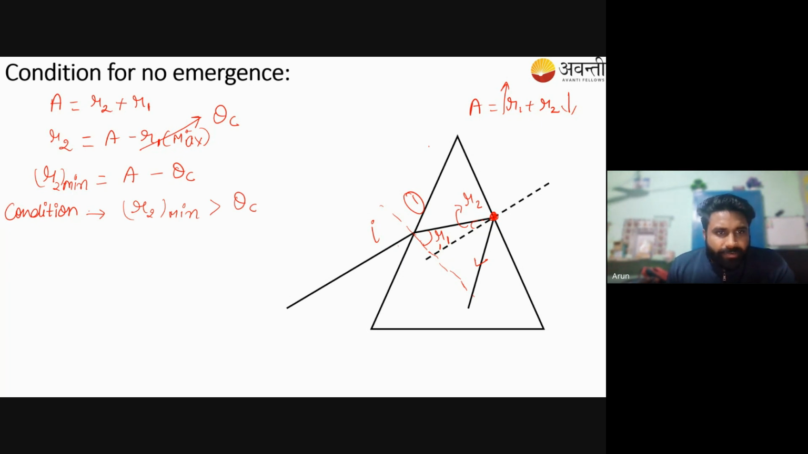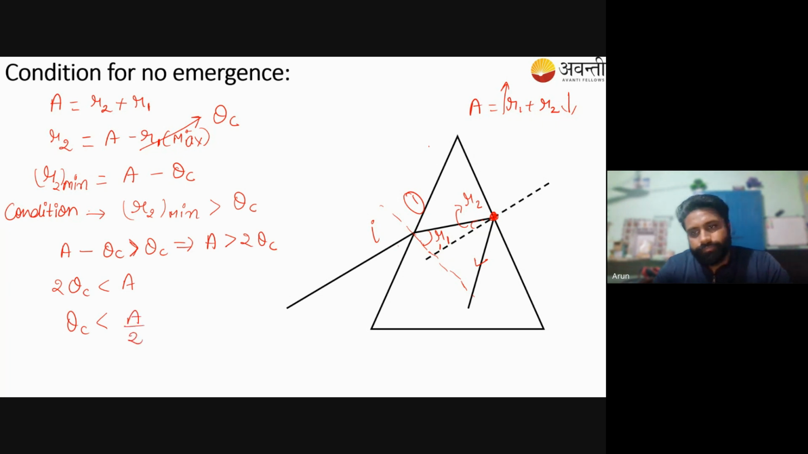So what is the value of R2 minimum that we have calculated? It is A minus theta c greater than theta c. You will have 2 times theta c less than A. I have just reversed it. It is A is greater than 2 theta c, which means 2 theta c is less than A. So here you can see that theta c is less than A by 2. This is the condition that we have.